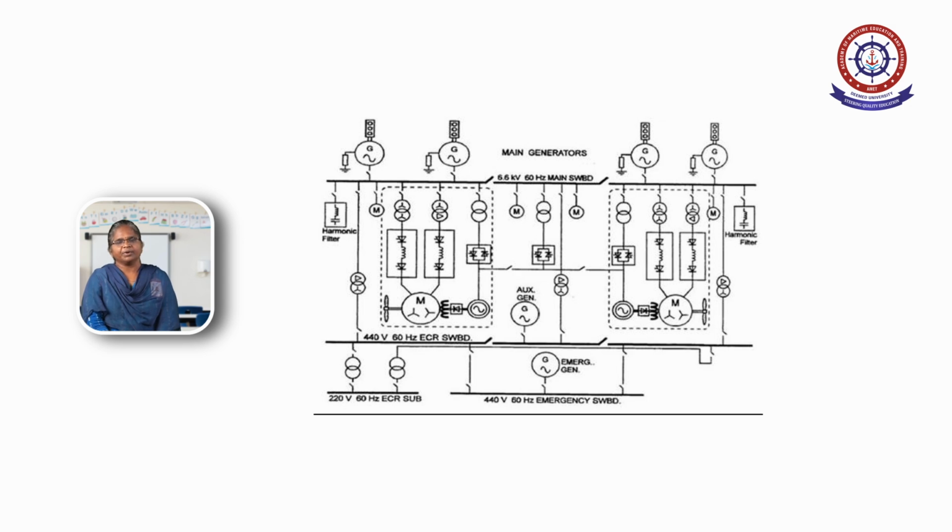The equipment available below the 440 volt line is called low voltage equipment, and the equipment above the 440 volt line is called high voltage equipment. Harmonic filters are also connected with the bus bar, which are used to reduce the harmonic content available in the bus bar. The harmonics are nothing but unwanted signals or noise available in the AC system. That unwanted noise or signal can be reduced in magnitude with the help of the harmonic filter connected with the bus bar.